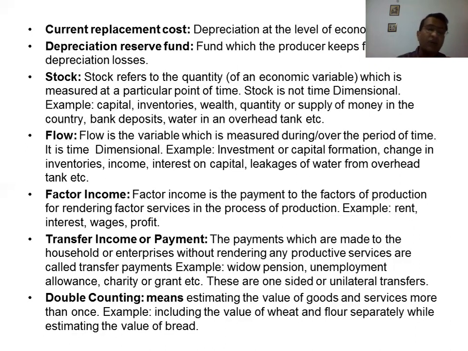And double counting is a problem for the calculation of national income. If we count one item more than once, then it will lead to overvaluation of national income.